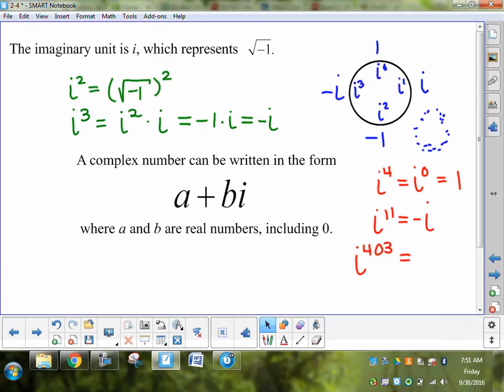So i to the 403 power is going to be negative i. For the same, and you'll all hear them. Because you have to remember the spirit of the question. We're not asking you to do it 403 times.